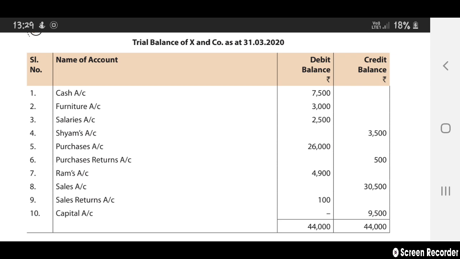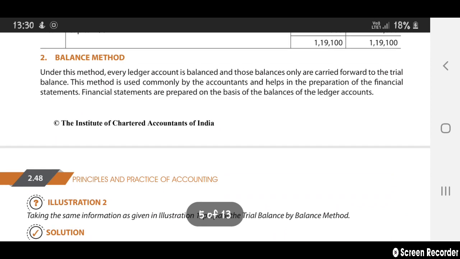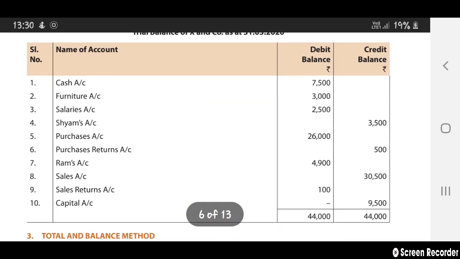When you balance debit and credit, you will get 44,000 on the debit side, and the credit side will also be 44,000. So the debit side is equal to the credit side. Okay. So this is your second type of trial balance, that is the balance method. By using this method we have done this.